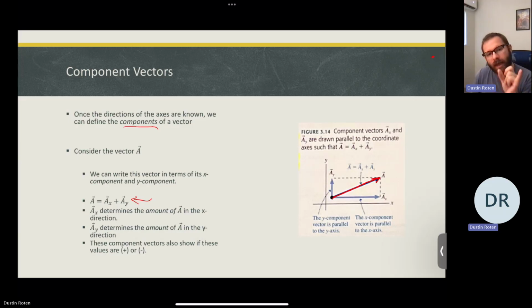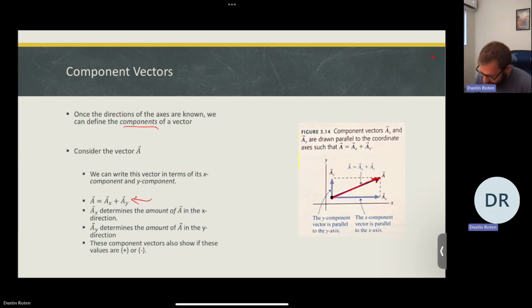Okay, now since AX and AY are also vectors, that means they have direction. Okay, so if AX is positive, that means the component of A is in the X direction, and if AY is positive, that means the component of A in the Y direction is also pointing up. If these are flipped, then that means we'd have A pointing maybe to the left instead of to the right, or down instead of up.